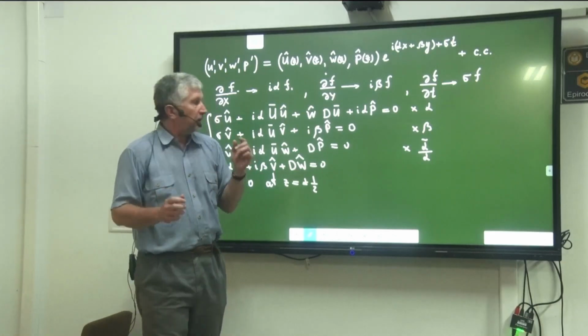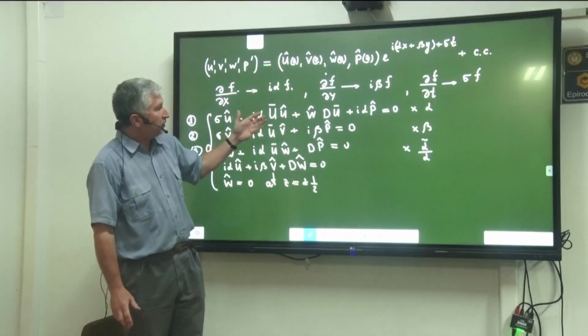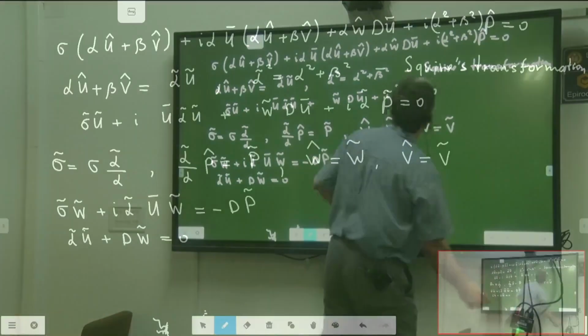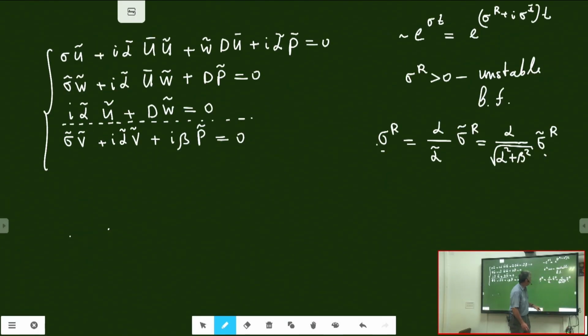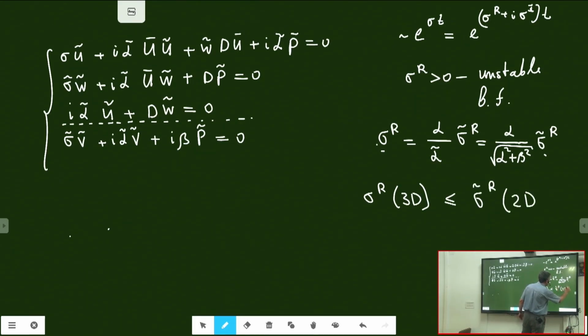Okay. So the message that we will take out from here is the following. First, we need to know the set of transformations. These are just algebraic transformations, and they are known as Squire's transformations. And sigma r, which I say is 3D, is less than or equal to sigma tilde r, which is 2D. So for three-dimensional disturbances, this is Squire's theorem.